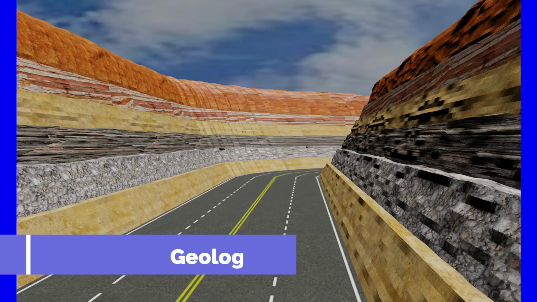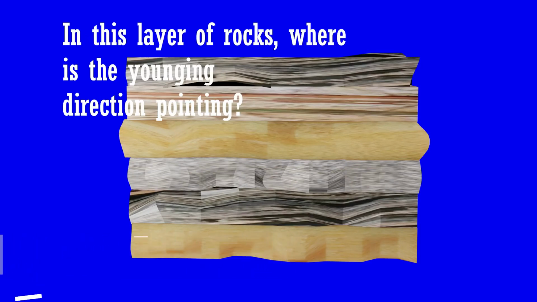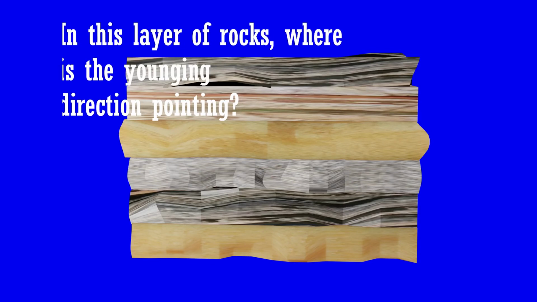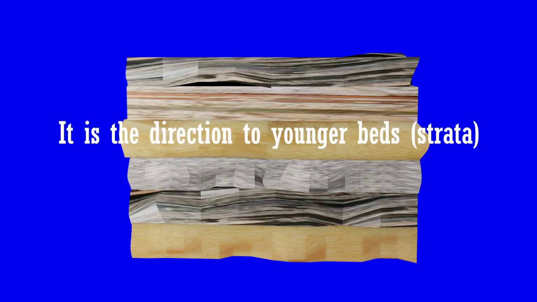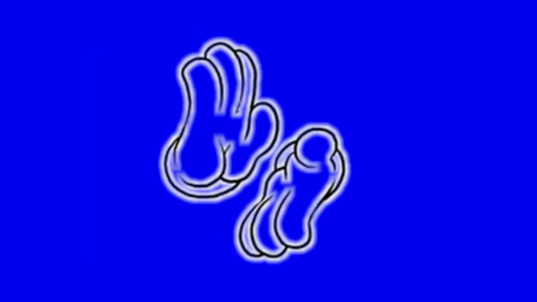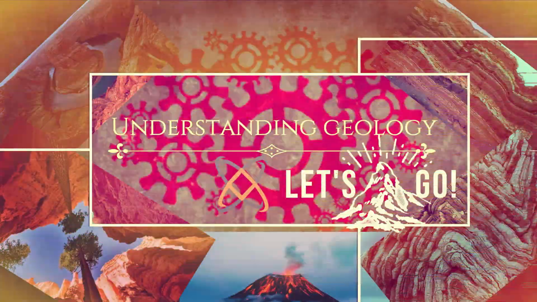Now let us take another quiz. In this layer of rocks, where is the younging direction pointing? I've not mentioned younging direction before, but you can give it a try. Before I answer the question, what is younging direction? It is simply the direction to younger beds. So, this is the younging direction. The beds get progressively younger to the top, and the youngest bed is deposited at the top. If you get that, let me give you a clap. If you don't, don't feel bad. Now you understand the law of superposition and you know what younging direction is.